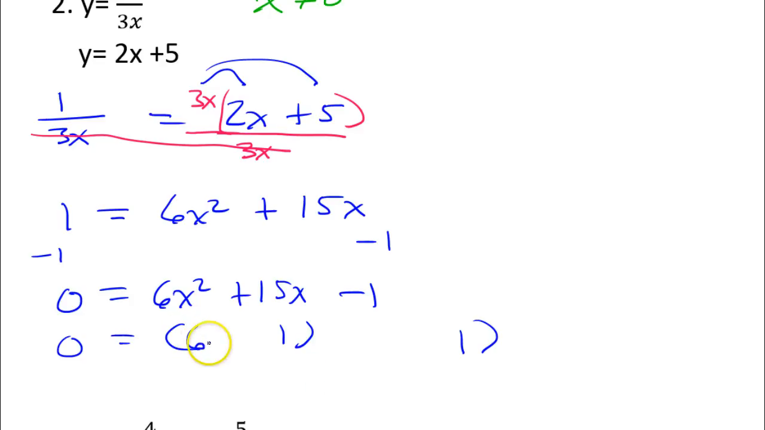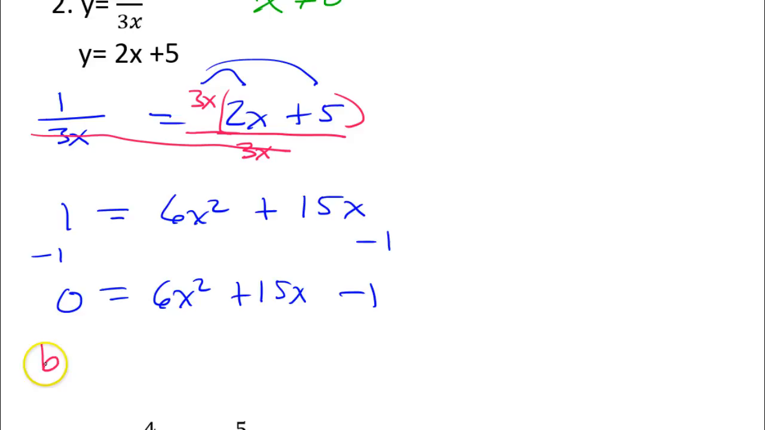So I'm going to try 6x and x. This is not going to work either. Inner, I have x. Outer, I have 6x. That's not going to get me to 15. That means I'm going to have to use the quadratic formula.